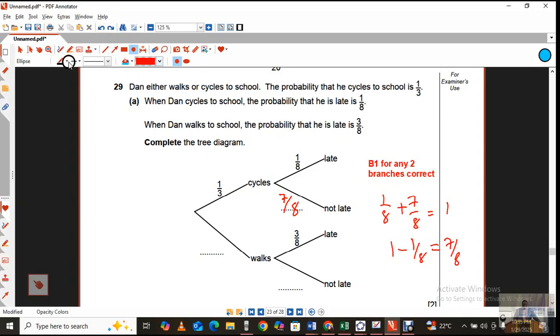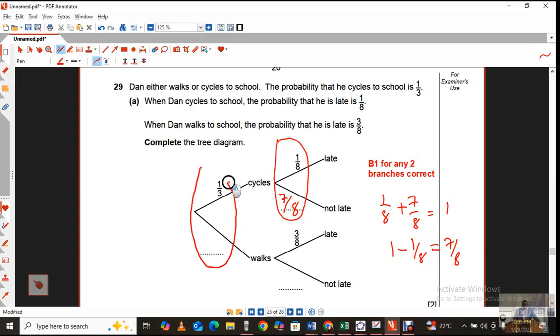Right, I'll just write it down. This thing I was trying to play around. This here should add up to 1. This here should add up to 1. The same as this here should add up to 1. If that is 1 over 3, this must be 2 over 3.